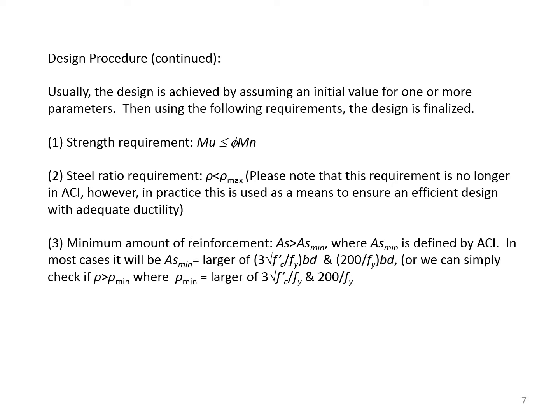Minimum amount of reinforcement. As is larger than As minimum, where As minimum is defined by ACI. In most cases, it will be larger of 3 square root of f'c divided by fy times bd and 200 divided by fy times bd. Or we can simply check if rho is larger than rho minimum, where rho minimum is larger of 3 square root of f'c over fy and 200 over fy. In practice, alternatively, As minimum can be taken as 4/3 of the required As by calculations.